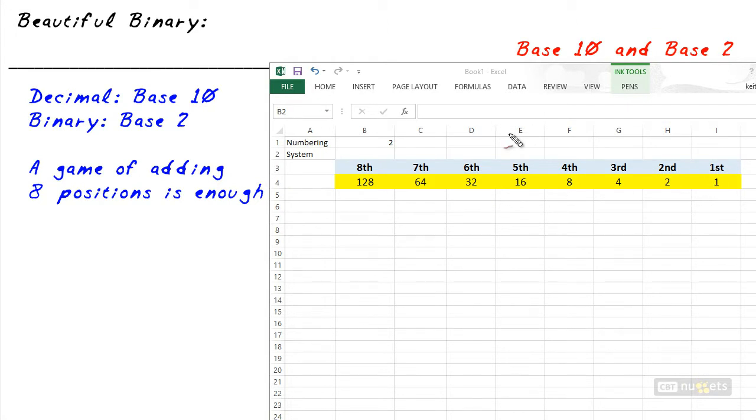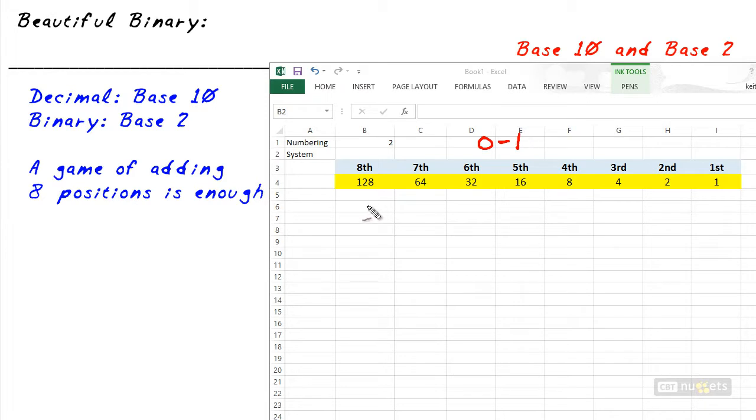So let's take a look at an example of how a binary number works. Now in binary, there's only 2 numbers that we get to play with, and they are a 0 and a 1. In decimal, we had 0 through 9, 10 different digits. In binary, we have 2. We have 0 and 1. It's sort of like a light switch. Either it's off or on. That's our only 2 choices.